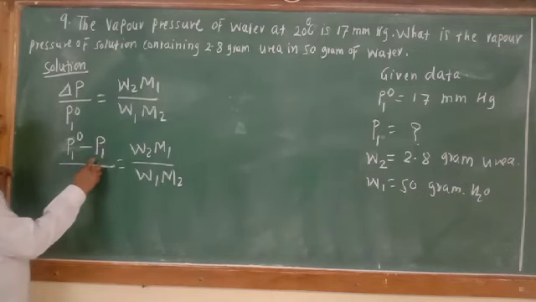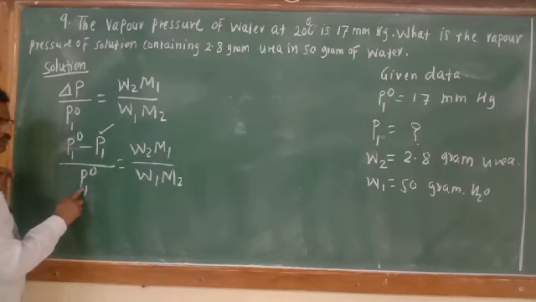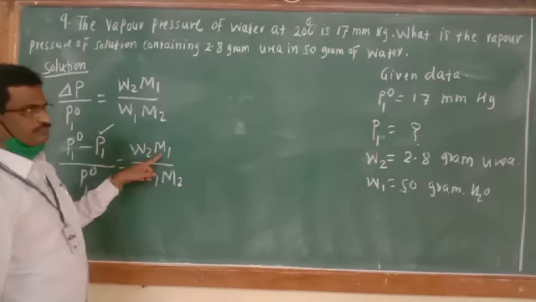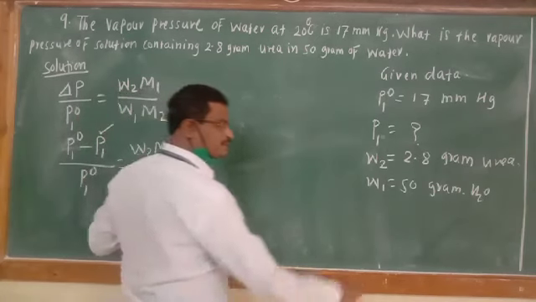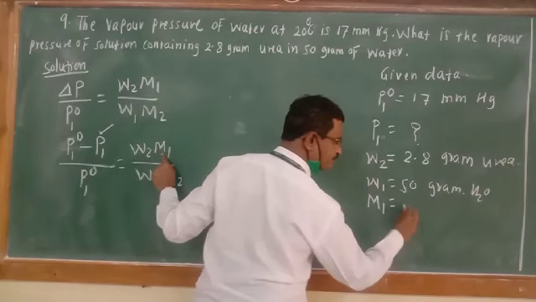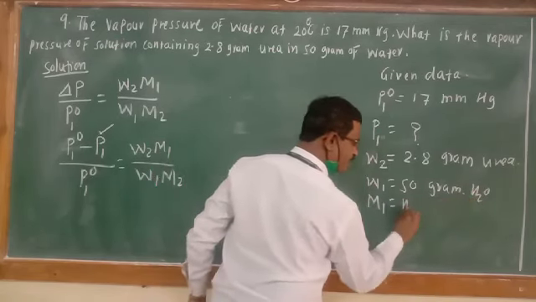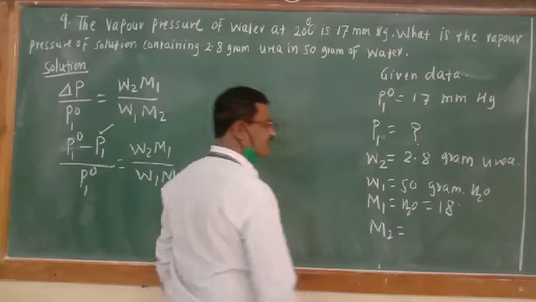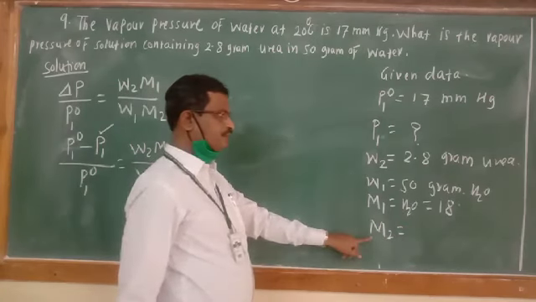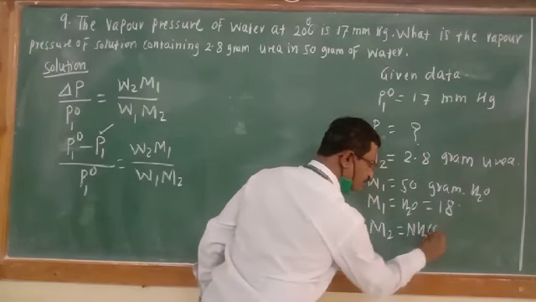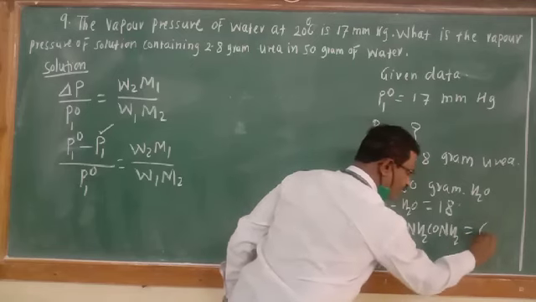P1 we have to calculate. This factor we have to calculate. We know P1°. W2 we know, 2.8 gram. M1, what is M1? Is it molar mass of solute or solvent? It is the molar mass of solvent, M1 for W1. Solvent is water. What is the molar mass of water? It is equal to 18. Similarly M2 is the molar mass of solute. What is the molar mass of solute? Urea. Urea has formula NH2CONH2 and has a molar mass of 60.